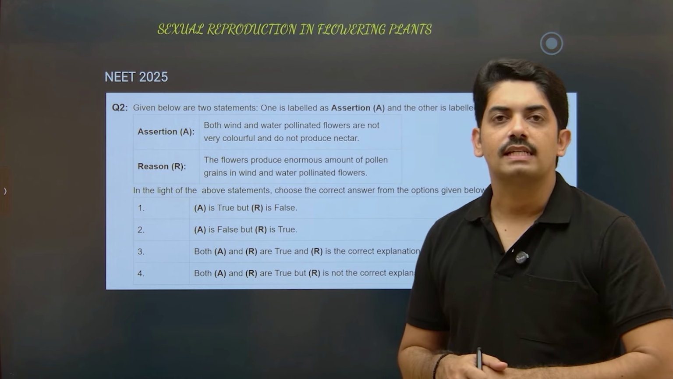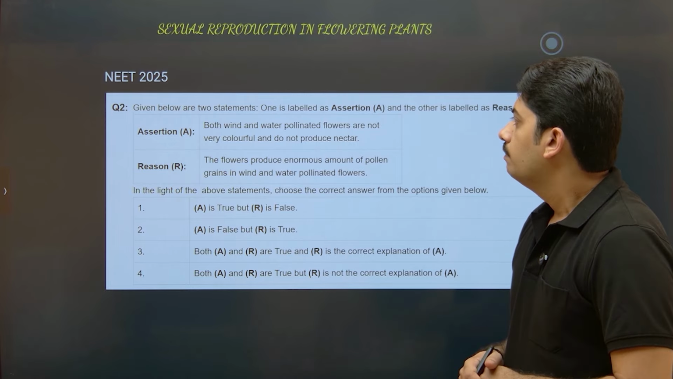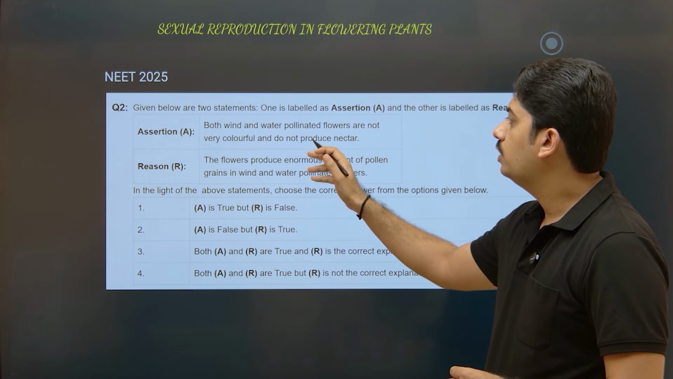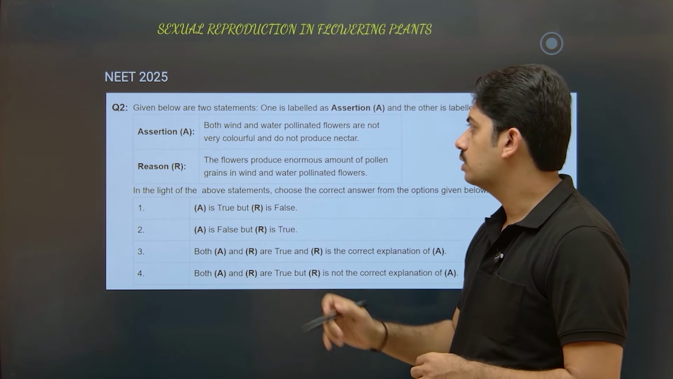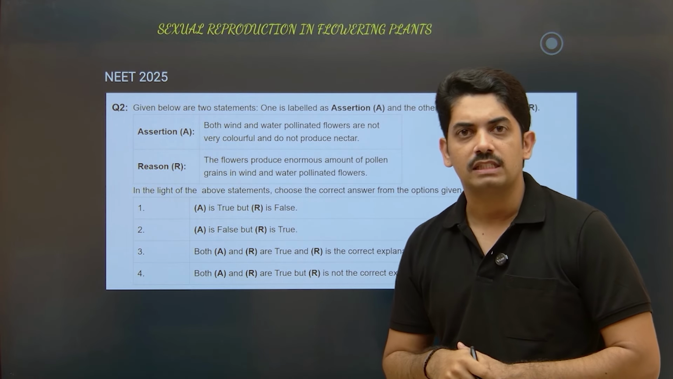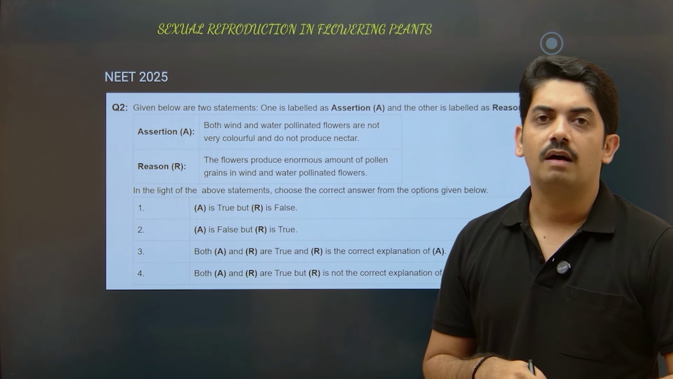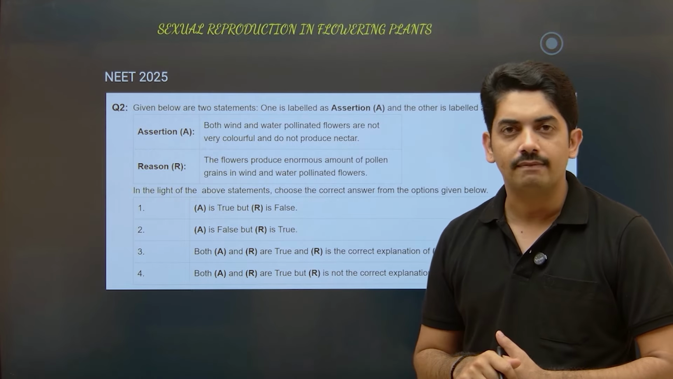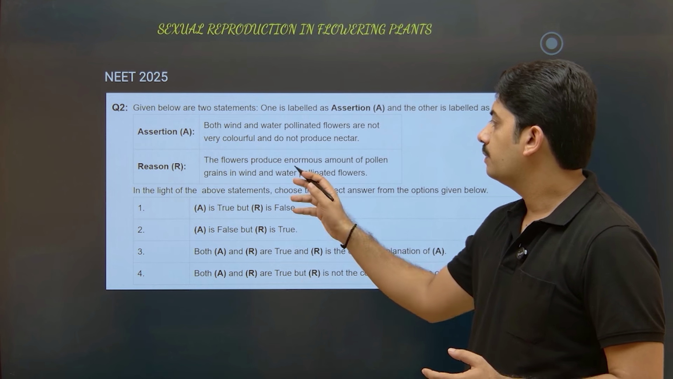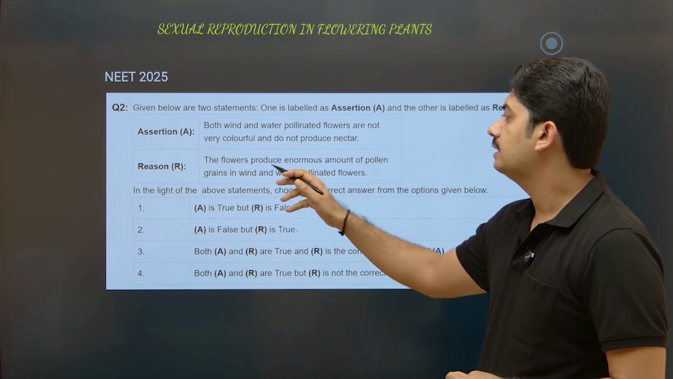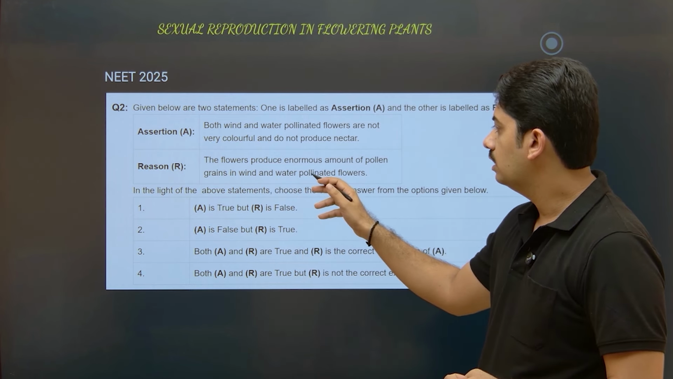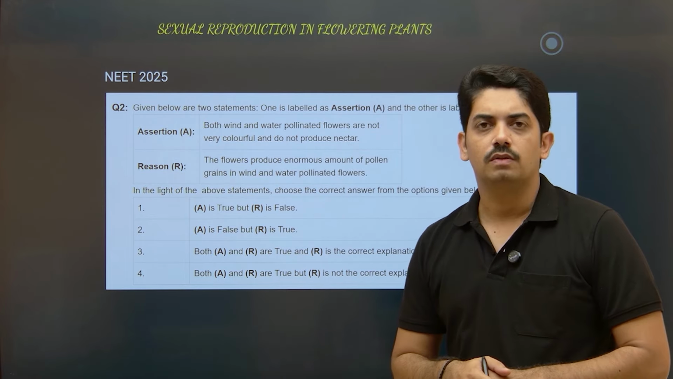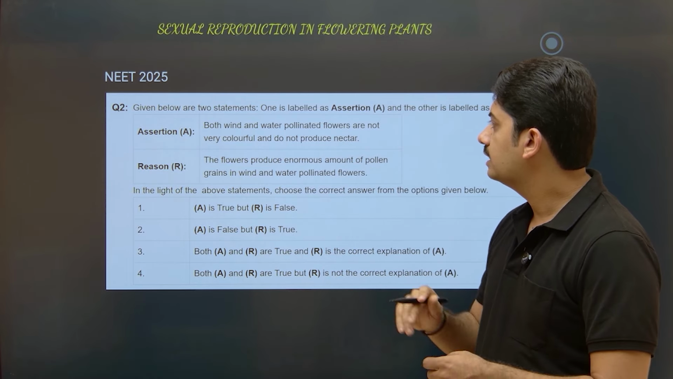Now one more question which is asked in 2025. Both wind and water pollinated flowers are not very colorful and do not produce nectars. Of course, when abiotic factors are responsible for pollination, obviously there is no need of producing colorful petals and nectars or any type of floral reward. Reason: the flowers produce enormous amount of pollen grains in wind and water pollinated flowers. Now just observe, is this a reason for this?